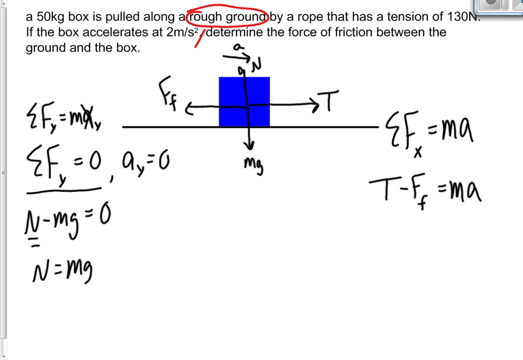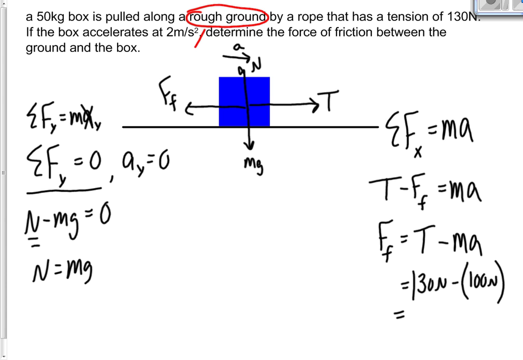So I can rearrange this. I'm going to put friction on the other side to make it positive. So the friction force has to equal the tension minus ma, which means I have 130 newtons minus mass is 50 times 2, minus 100 newtons, means that my friction force has to be equal to 30 newtons. And if I want to put the direction in there, negative 30 because it's going to the left.